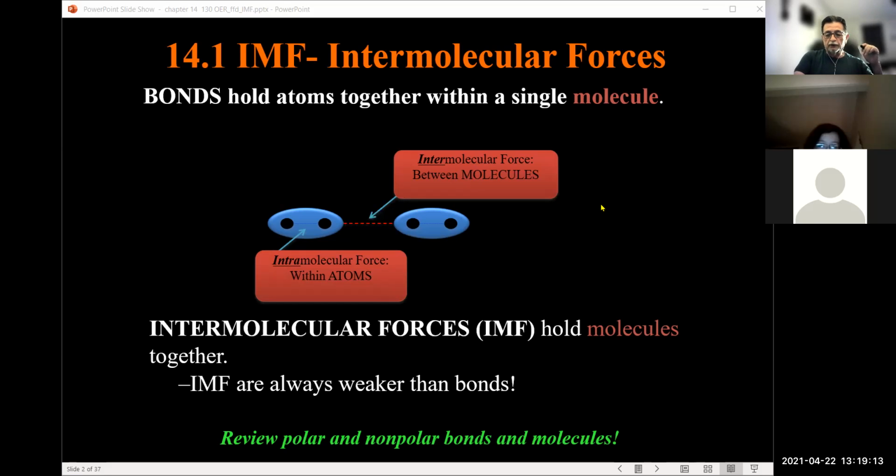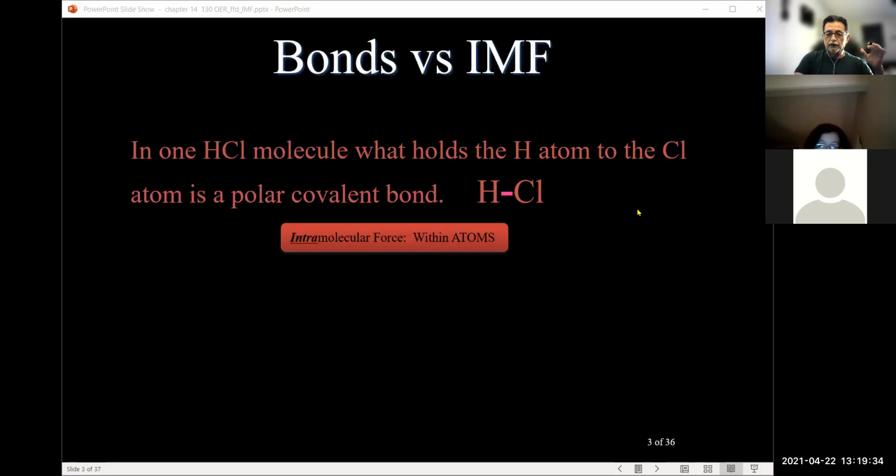So intermolecular forces is what holds the molecules together relative to each other, okay? Not to be confused with the intra. That is the actual bond in the molecule. All right, so go back and review your polar and nonpolar bonds in molecules and so forth. That'll help you out. So bonds versus IMF, okay?